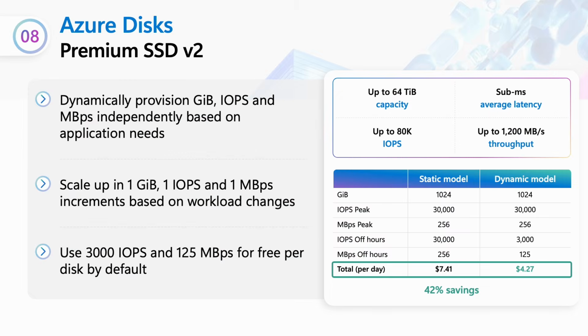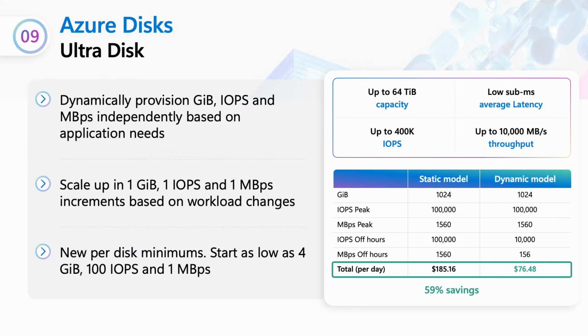When it comes to block storage, Premium SSD v2 and UltraDisk provide cutting-edge performance and dynamic cost control. Premium SSD v2 offers the best price performance, delivering sub-millisecond latency for a wide range of general-purpose workloads. Premium SSD v2 gives you granular control, allowing you to scale capacity, IOPS, and throughput independently to align resources and workload needs. It also includes a free baseline of 3,000 IOPS and 125 megabytes per second per disk that you can take advantage of before you scale up.